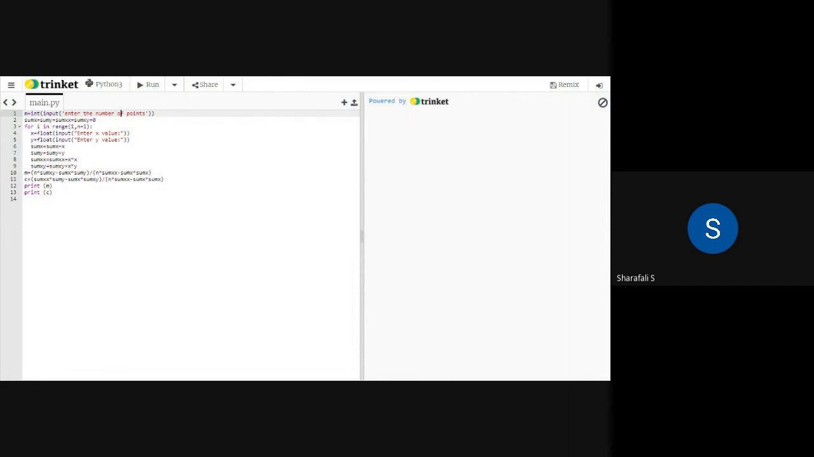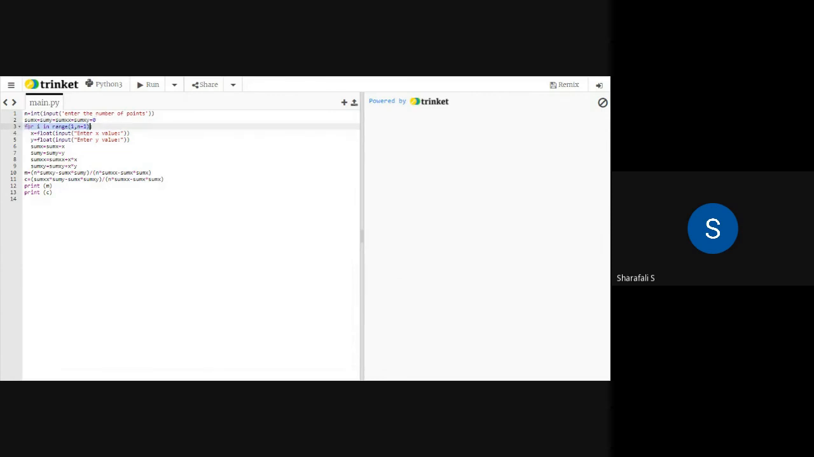Then we have sum x equal to sum of x values, xi, that is sigma xi. Sum of x values, sum of y values, sum xx, which is the sum of x square values, and sum xy. All those values I have given 0, the initial condition, initialized to 0. So all my sigma x, sigma y, all those values are 0 now.